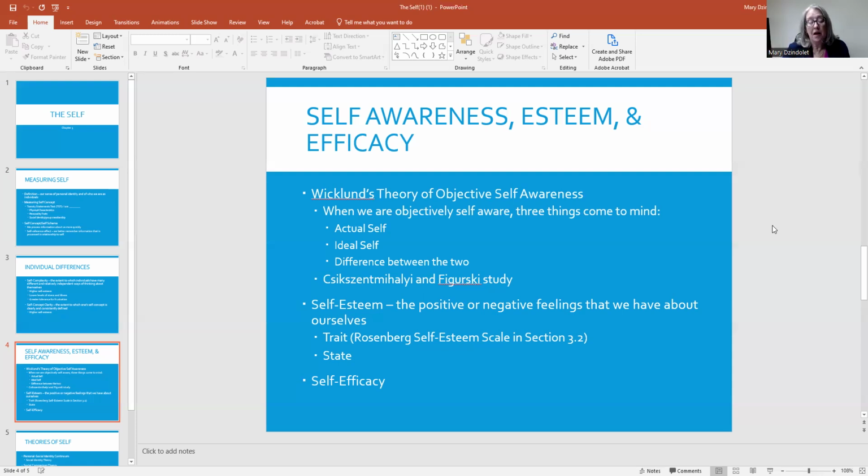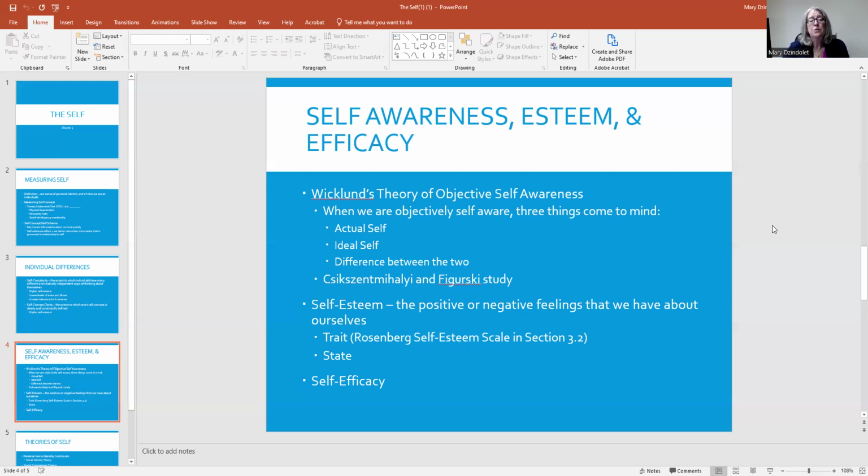And what Wicklund hypothesized is that when we become objectively self-aware, three things come to mind. Our actual self, because we're sitting there watching it, right? Our ideal self, who it is we want to be. So our actual self and our ideal self. And for most of us, there's a big difference between the two. And that difference can be disappointing, disconcerting, and a little depressing.